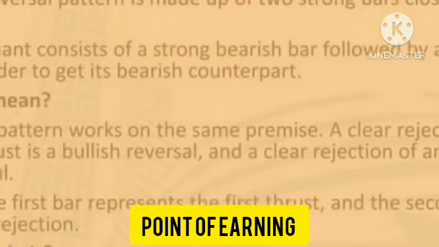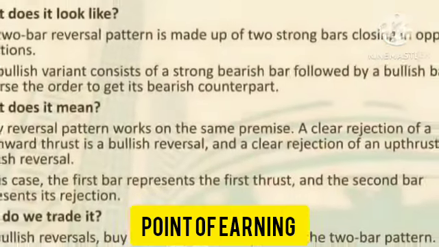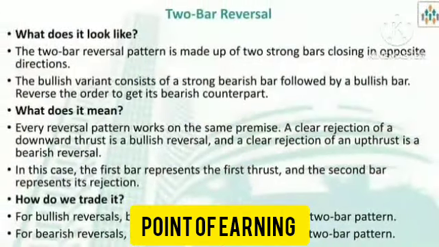Two bar reversal. What does it look like? The two bar reversal pattern is made up of two strong bars closing in opposite directions. The bullish variant consists of a strong bearish bar followed by a bullish bar. Reverse the order to get its bearish counterpart.